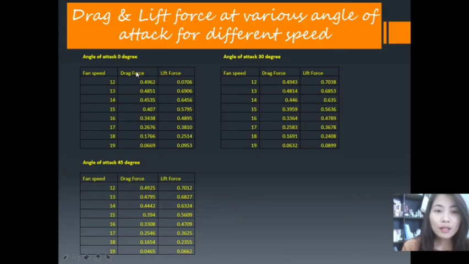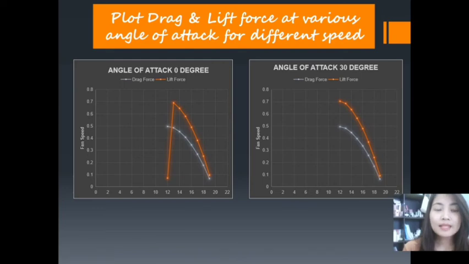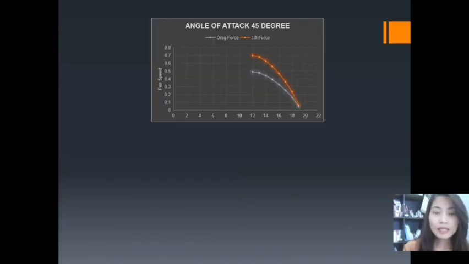So we have calculated the drag force and also the lift force for the angle of attack of 0 degrees, 30 degrees, and also 45 degrees. Next, we have plotted the drag and lift force at various angles of attack for different speeds. So this is the graph for angle of attack 0 degrees, drag force, lift force, and then angle of attack 40 degrees, and last is for 45 degrees.